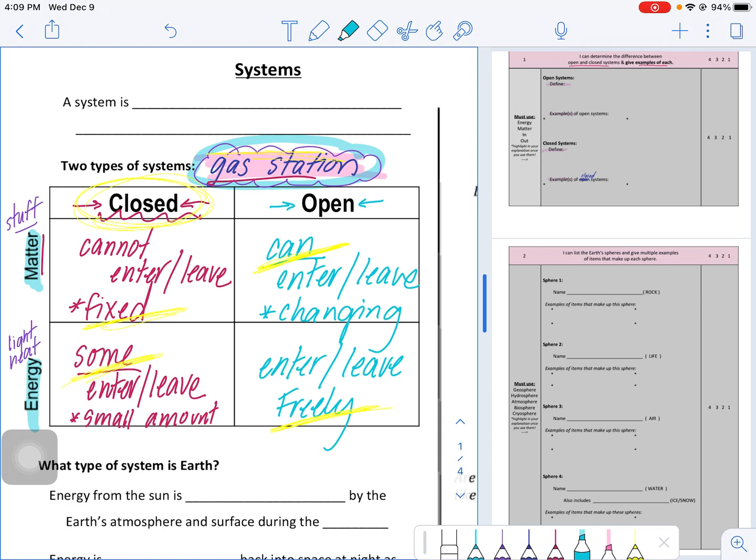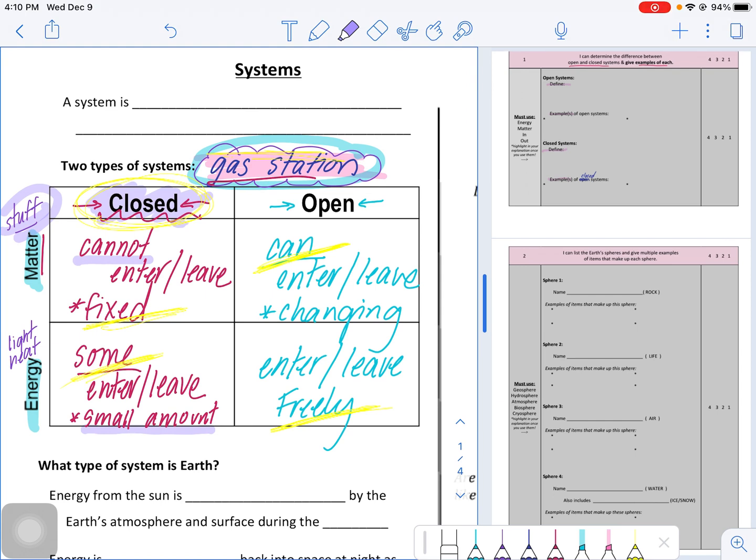So if we do a little imagination here of when a gas station is closed, we visualize after hours, the doors are locked up. The stuff in the gas station, the matter, the materials, they can't enter and leave. It's a fixed amount. When that gas station closes at 8 p.m., there's still the same number of chips and pops and donuts and milks, waters. It's a closed system. The stuff inside there, the matter, cannot enter and leave. It's fixed.